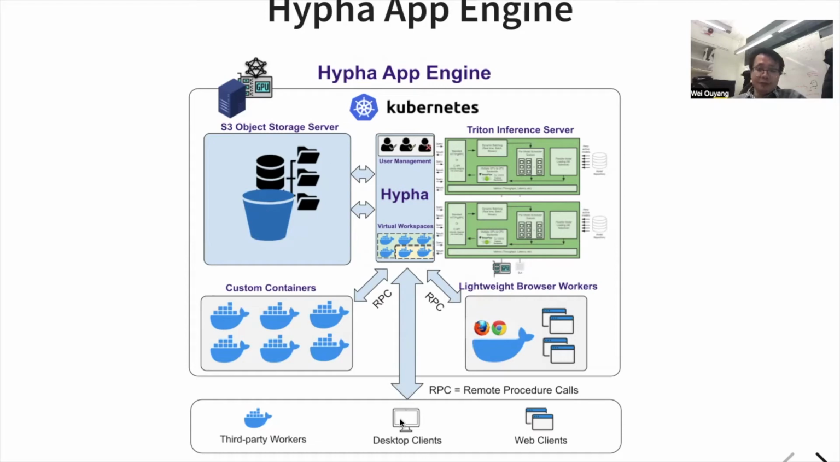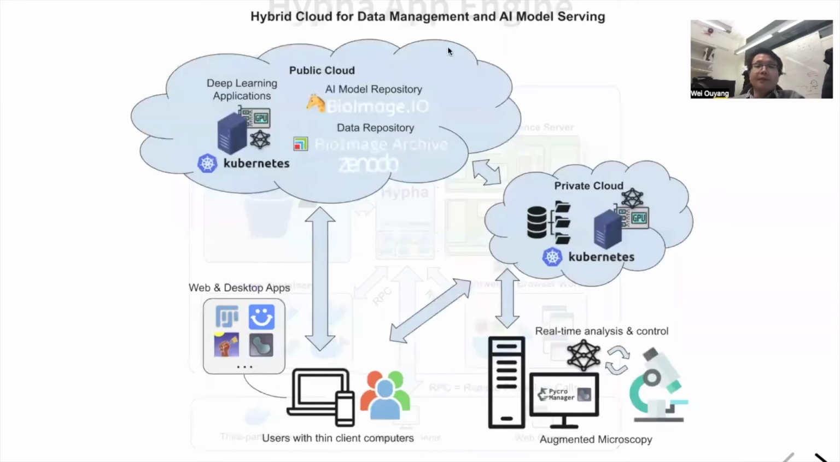And you can use desktop software as a client and also a web client, such that you can talk to the Hypha app engine. Hypha app engine is actually designed for hybrid cloud computing for data management and AI model serving. What we have in mind is a scenario where you have the public cloud, right? Here we can have the Hypha app engine running in the public cloud, which can interact with an AI model repository, for example, and also public data repositories, for example, the BioImage Archive or Zenodo. We can download the data and process them.